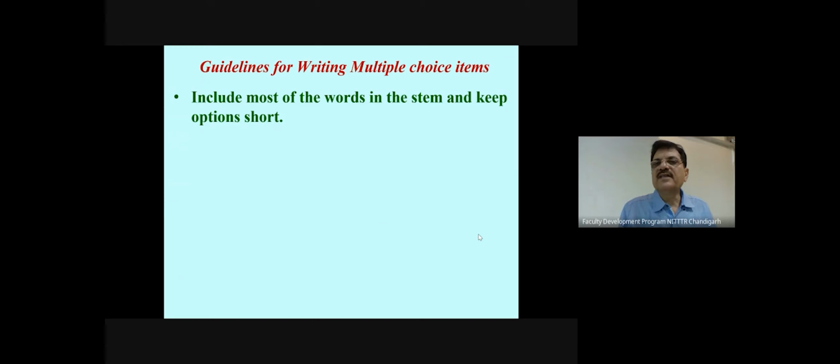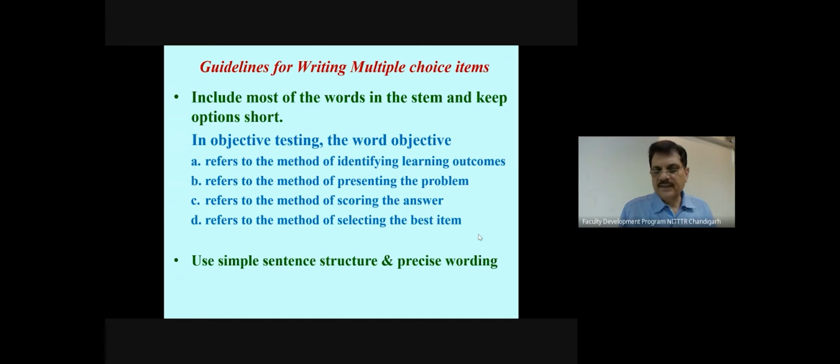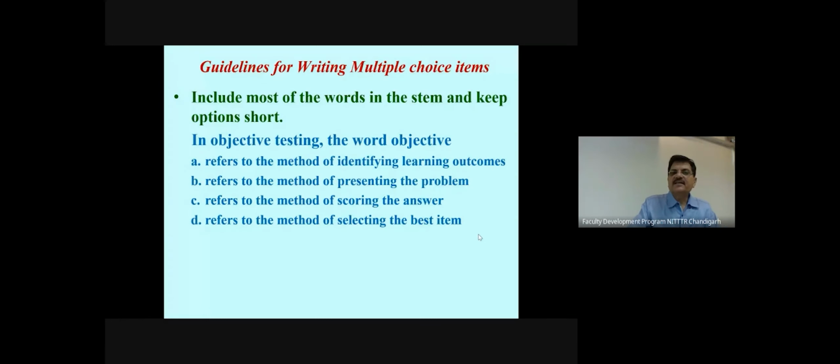Include most of the words in the stem and keep options short. In objective testing, the word objective refers to the method of identifying, refers to the method of presenting the problem. अब देखिए, refers to the method of, ये चारों ऑप्शन में हैं, इनको आप स्टेम में ले जाइए. In objective testing, the word objective refers to the method of, ऊपर आ गया, नीचे आंसर आ जाएंगे: identifying learning outcome, presenting the problem, scoring the answer, selecting the best item. तो जो कॉमन वर्ड्स हैं वो ऊपर ले जाए ताकि आपके जो ऑप्शंस हैं वो शॉर्ट हो जाए.